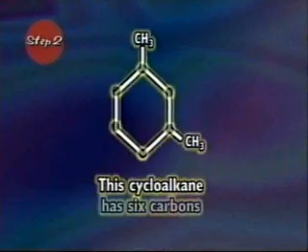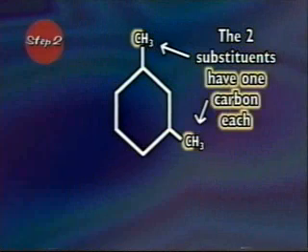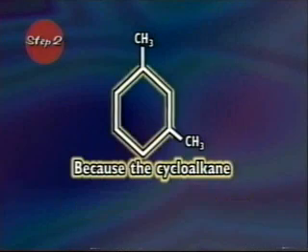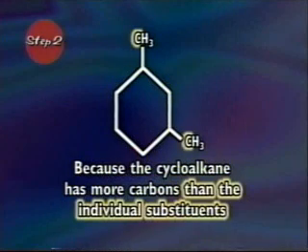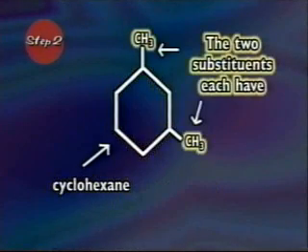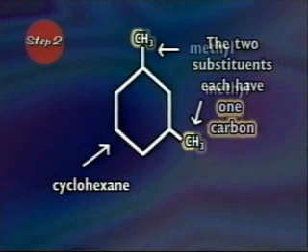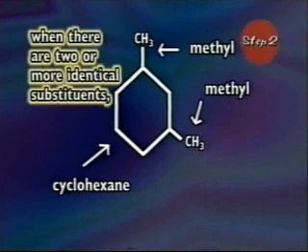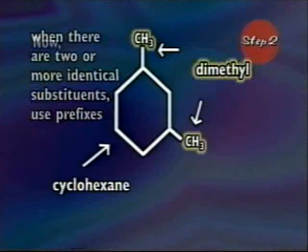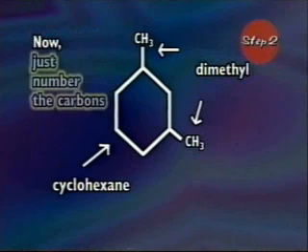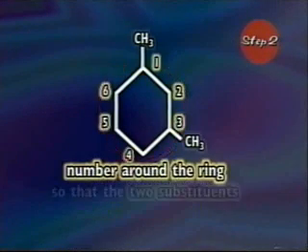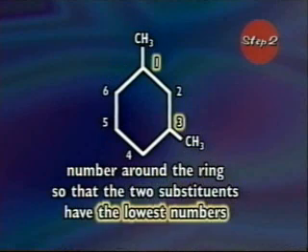The cycloalkane here has 6 carbons and the 2 substituents have 1 carbon each. This molecule is an alkyl-substituted cycloalkane because the cycloalkane has more carbons than the individual substituents. The carbon ring has 6 carbons and is therefore cyclohexane. The 2 substituents each have 1 carbon and are both methyls. Remember, when there are 2 or more identical substituents, we use prefixes, so these 2 methyls become dimethyl. Now all we need to do to put this whole name together is number the carbons. We start numbering at one of the substituents and number around the ring so that the 2 substituents will both have the lowest numbers possible.